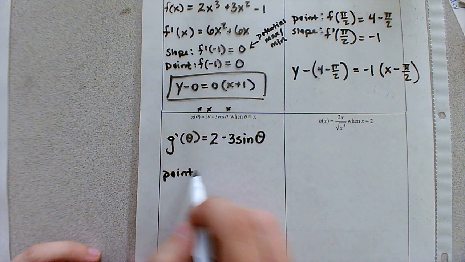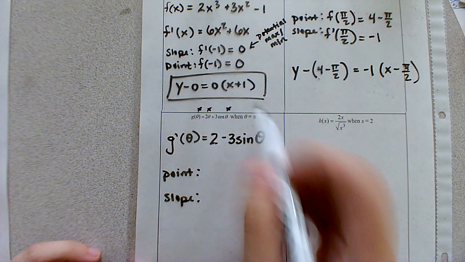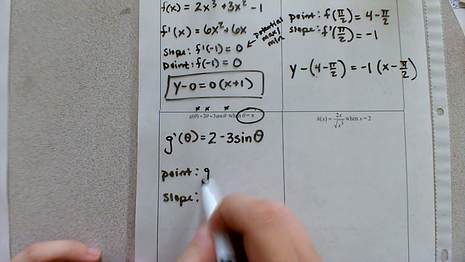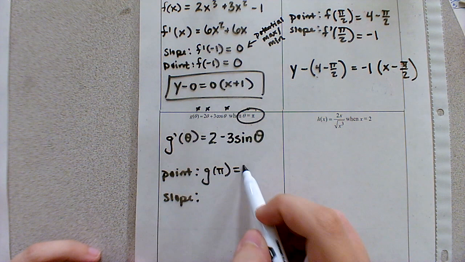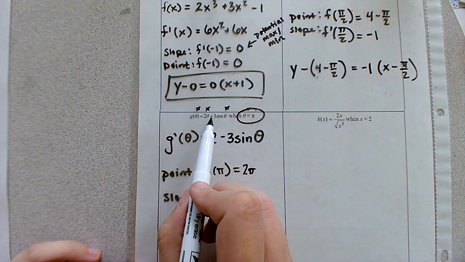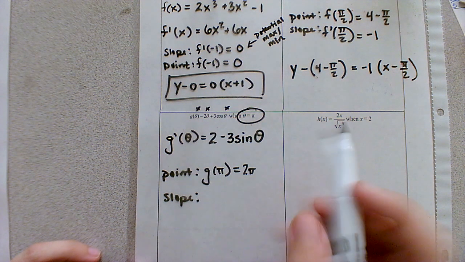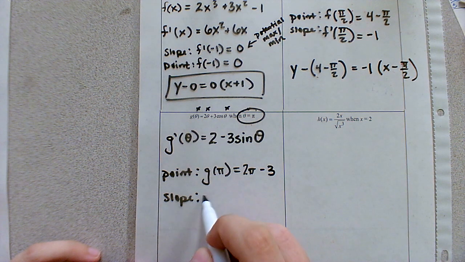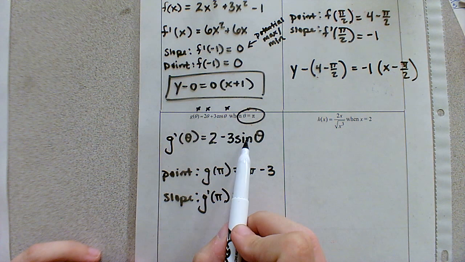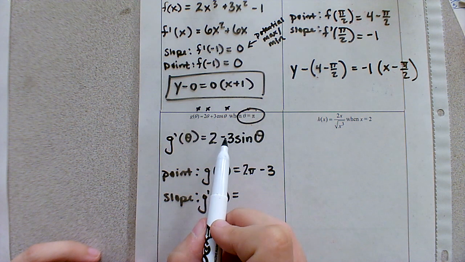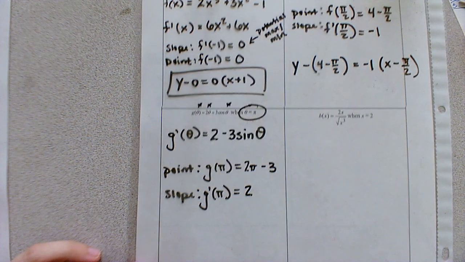Let's go ahead and check out the point and the slope to help us write the equation. So tangent location is pi, which on our unit circle is the leftmost point. So we're going to have 2 pi plus 3 times cosine of pi. So cosine of pi is negative 1, times 3 would be negative 3. We'll use our derivative to find our slope value. Sine of pi is 0, so negative 3 times 0 is still 0. Looks like we're just left with 2.